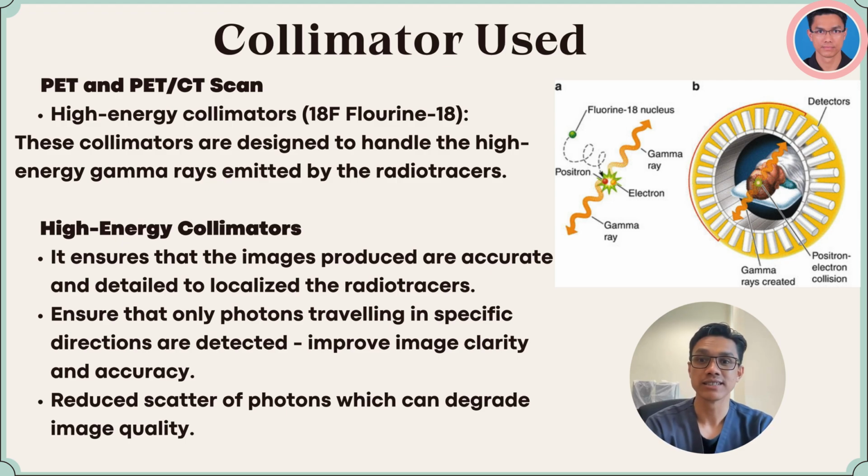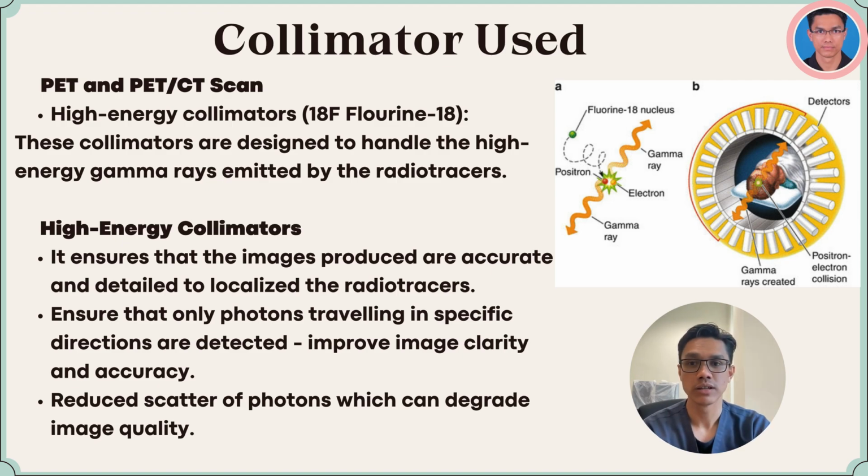Finally, let's discuss the type of collimator used in PET and PET CT scans. A collimator is a device that filters a stream of rays so that only those traveling parallel to a specified direction are allowed through. In the current PET detector, we are using an electronic collimator, and inside the electronic collimator, it can filter out unnecessary rays. Basically, there is no physical collimator.